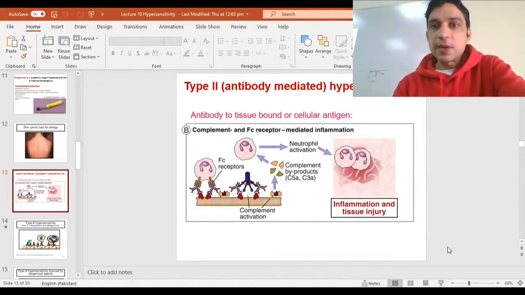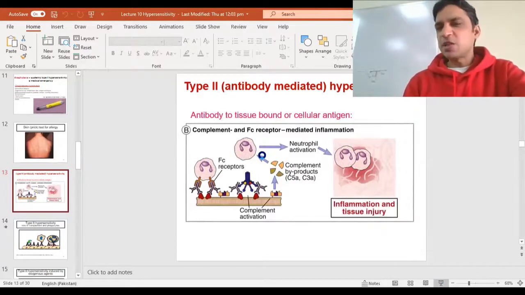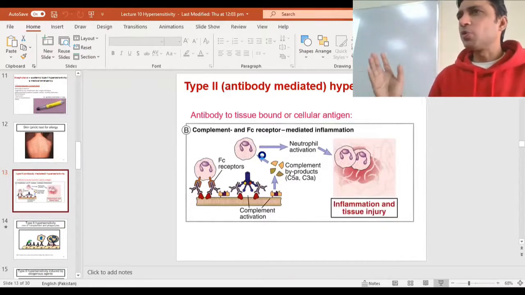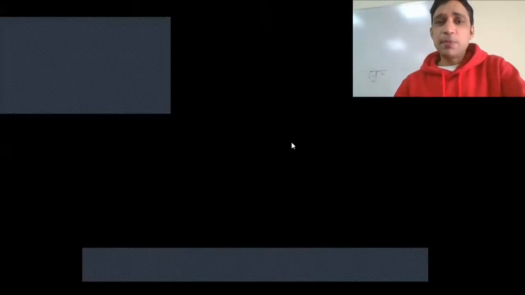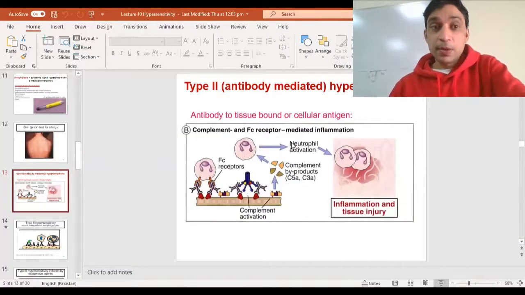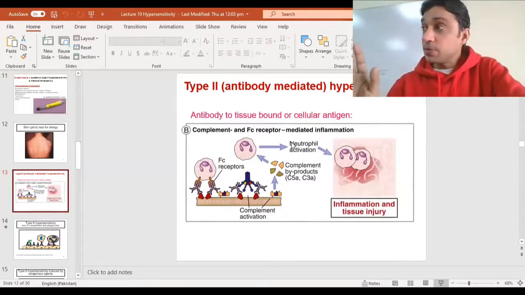It is called antibody mediated hypersensitivity. You can ask me, sir, antibodies were involved in the earlier type also, but here basically the antibodies play the critical role behind the hypersensitivity. I don't need to repeat what hypersensitivity is.